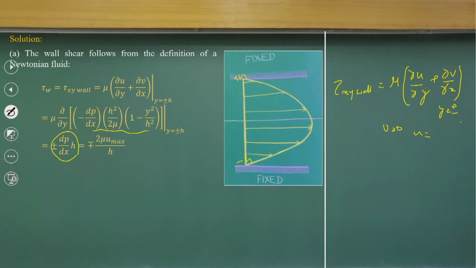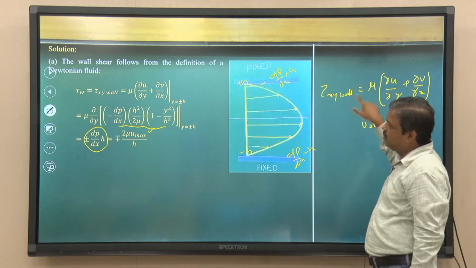So, the value at this point will be dp by dx into h, and here it will be dp by dx at y equal to minus h. That is the shear stress distribution. In terms of u max, we can also get it as 2 mu times u max over h. So, simple, just substitute it, take the partial derivative with respect to y and get it, which is the basic definition as we derived from the flow kinematics.